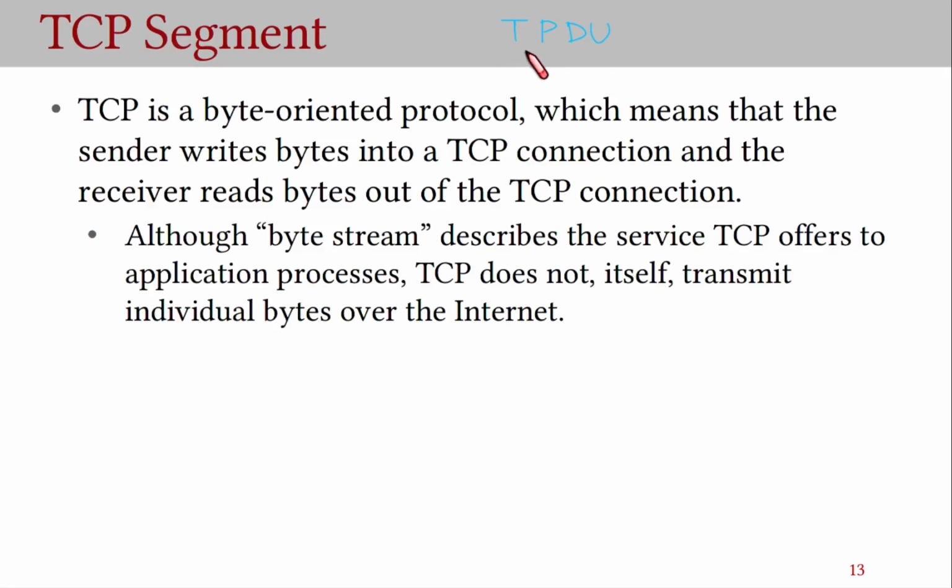Recall that at the transport layer, the unit of messages is called TPDU, or Transport Protocol Data Unit. In the case of UDP and TCP, we also call them segments, or we call them generically packets. As I mentioned earlier, TCP is a byte-oriented protocol, and that means that the sender writes bytes into a TCP connection and the receiver reads bytes out of the TCP connection. This fact is a service that TCP offers to an application. However, TCP itself would not transmit individual bytes over the internet.